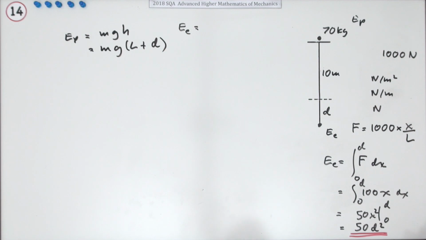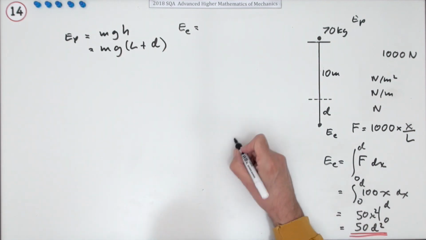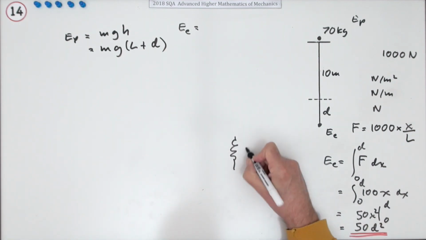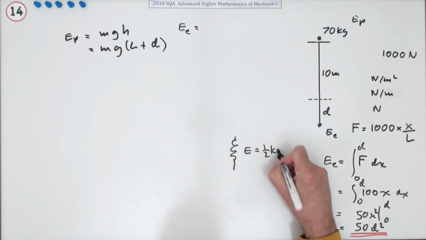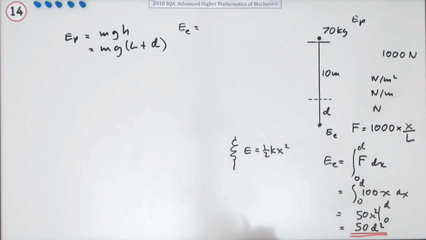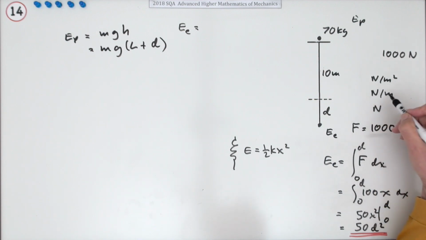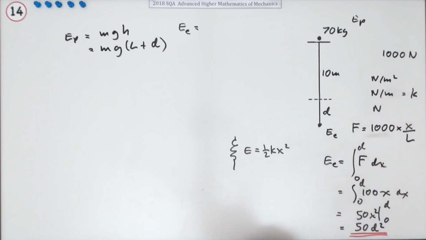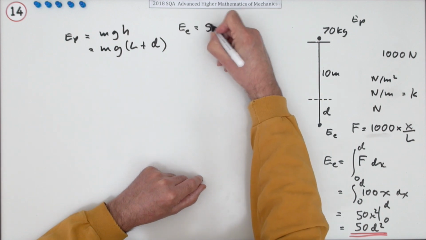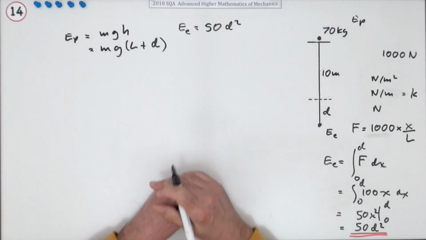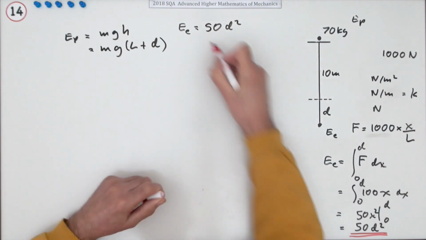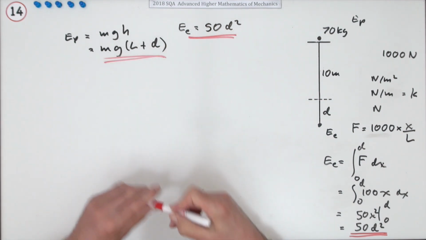But you know that for a spring anyway, you should be used to that one. The energy stored in a spring is a half kx squared if x is the extension. Because remember, this 100 here came from that modulus divided by L. And when you divide it by L, you've got the newtons per metre, and of course that's the one that's equivalent to the spring constant. Right, so that's simply 50d squared. Now, I've probably already accumulated a couple of marks here. I should have been looking to see what was happening.